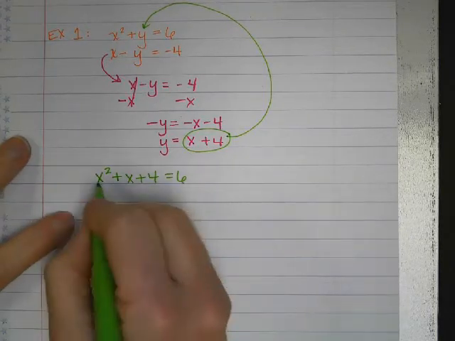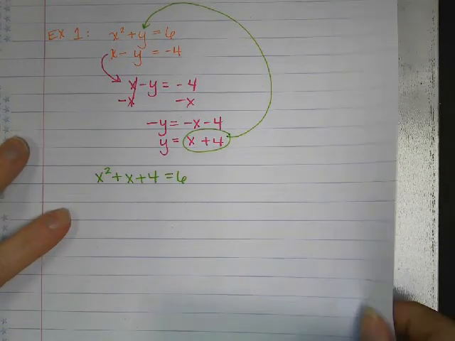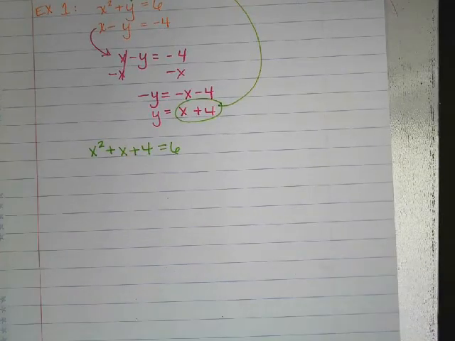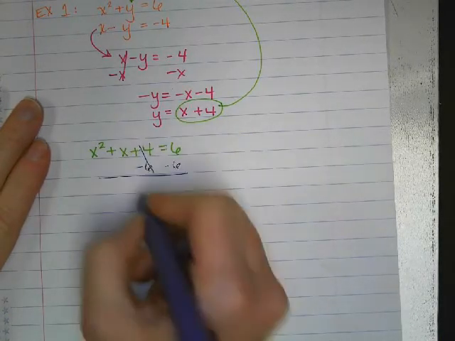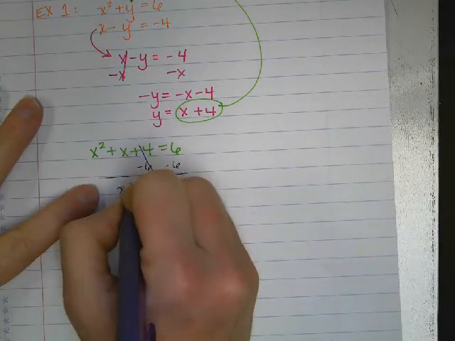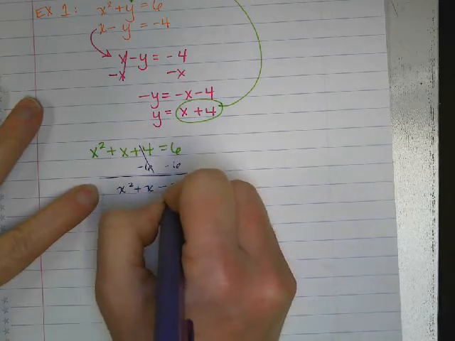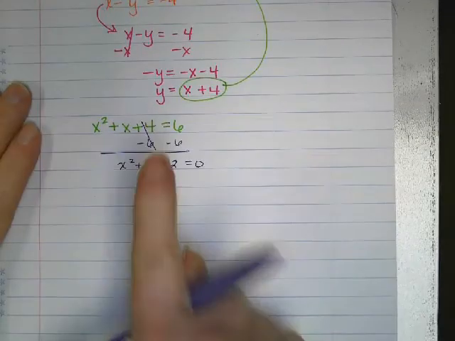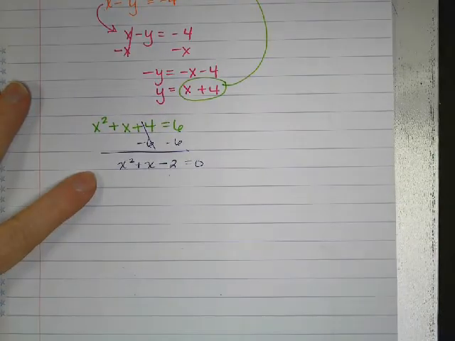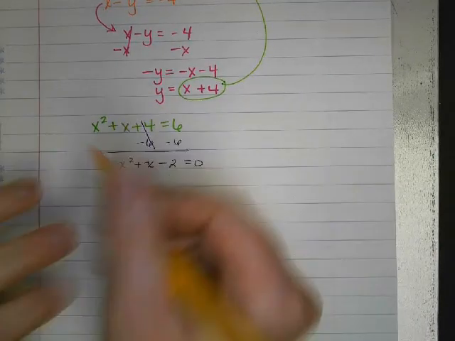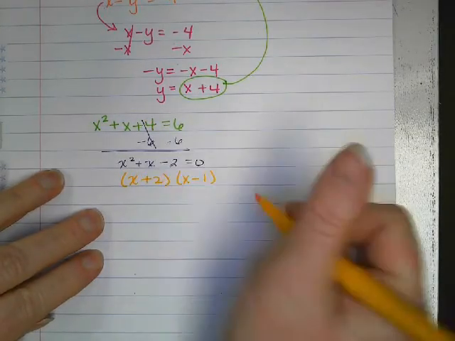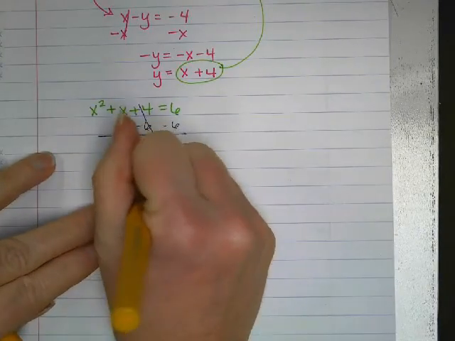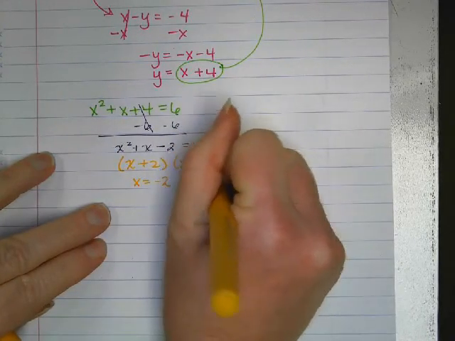And now I have an x squared and an x in the same problem, which means in order to solve this and actually figure out what x is, I've got to factor. So I'm going to subtract 6 from both sides, so I can set it equal to 0. And I have x squared plus x minus 2 equals 0. That factors very nicely and easily as x plus 2, x minus 1, which means x equals negative 2 and x equals positive 1.